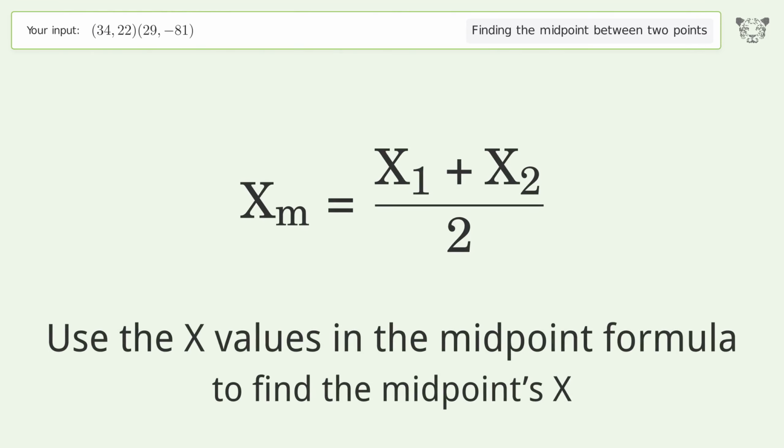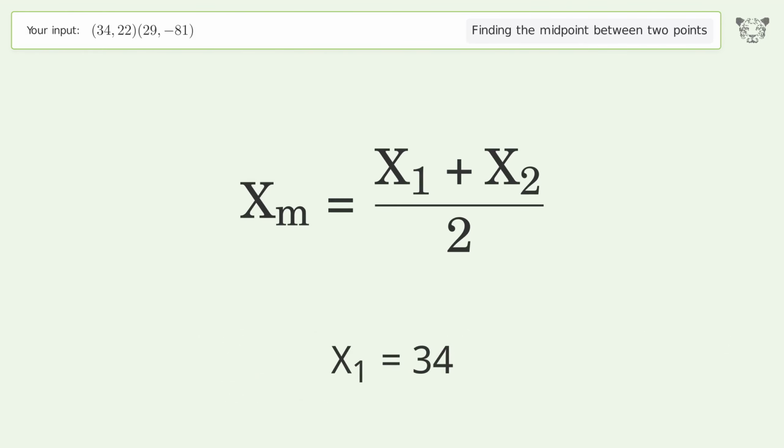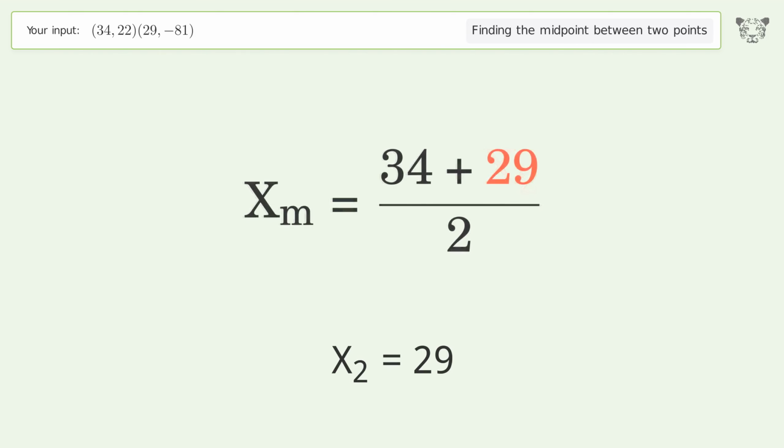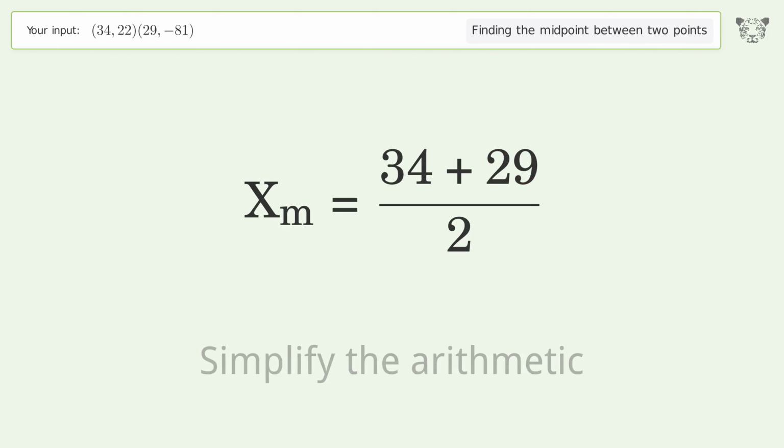Use the x values in the midpoint formula to find the midpoint's x. x1 equals 34. x2 equals 29. Simplify the arithmetic.